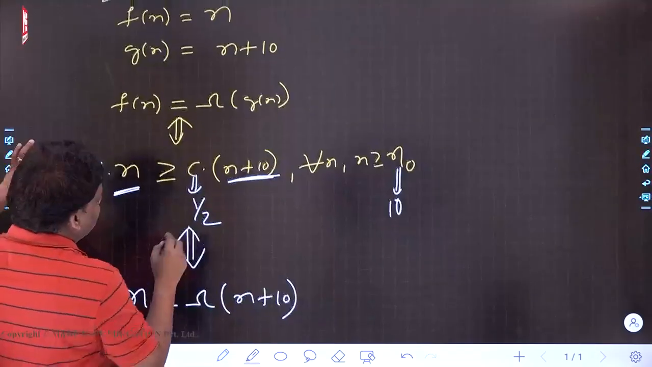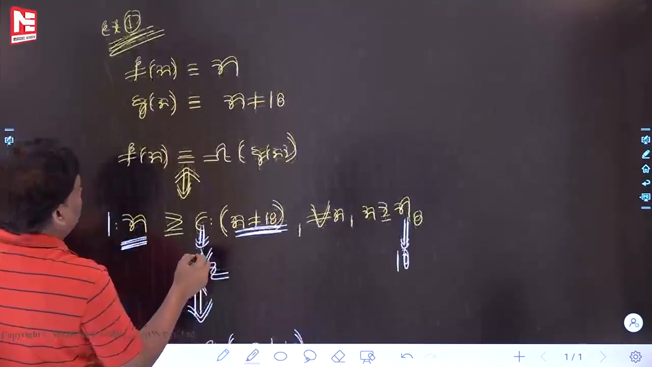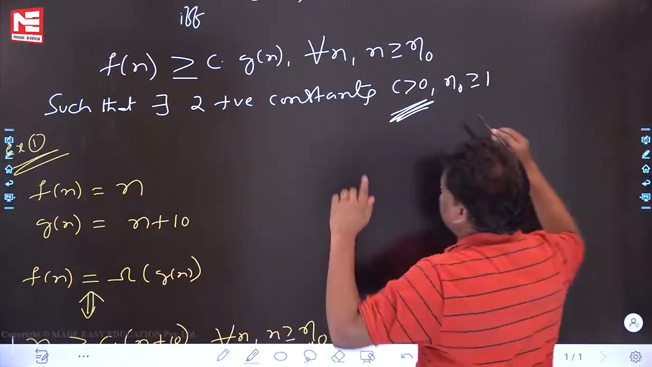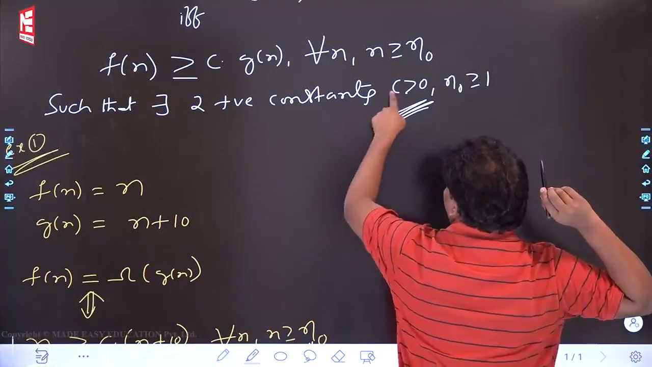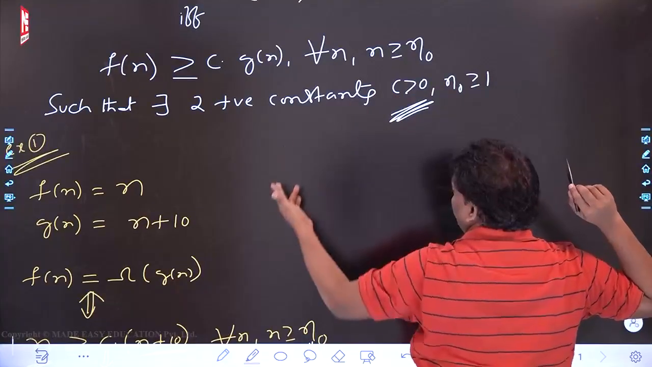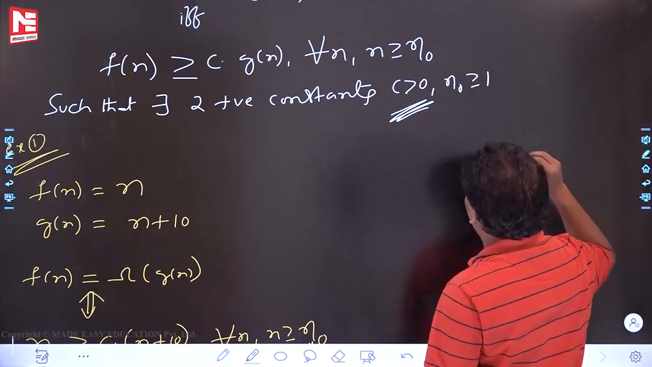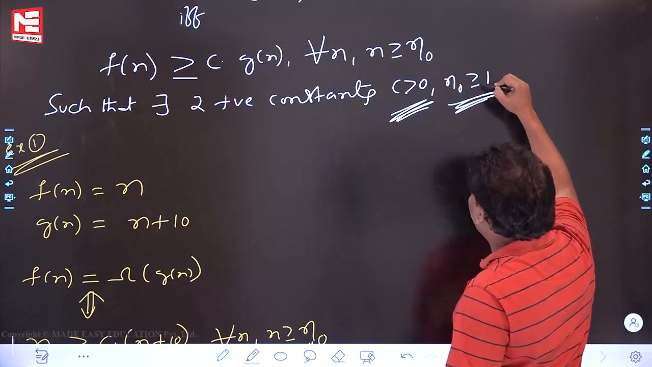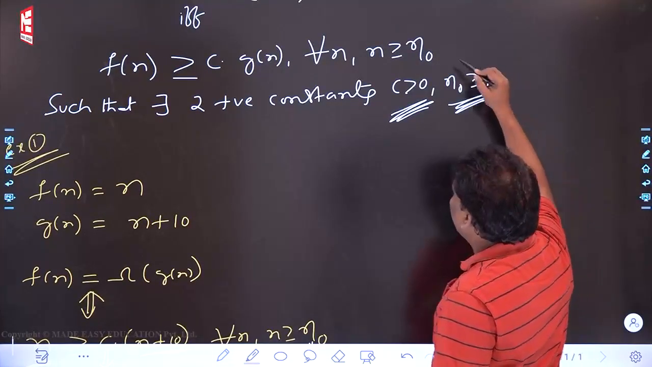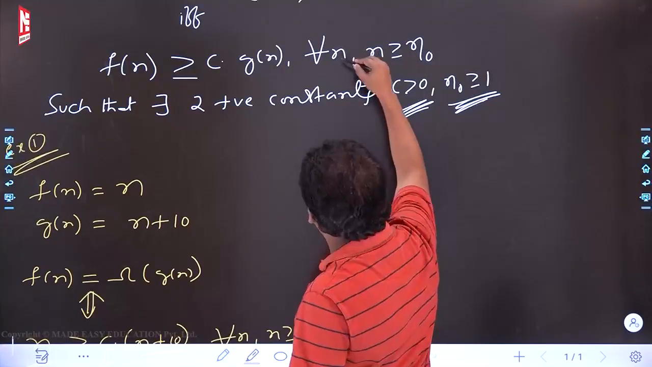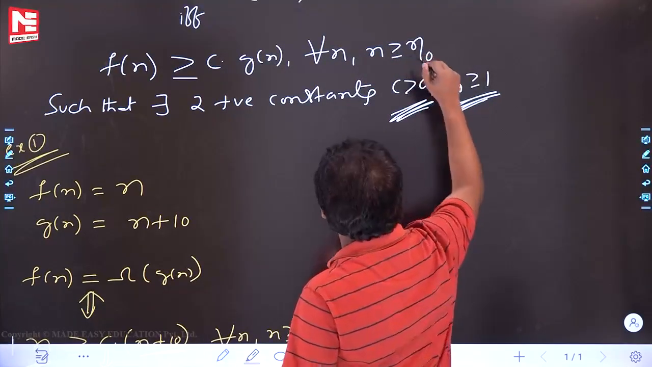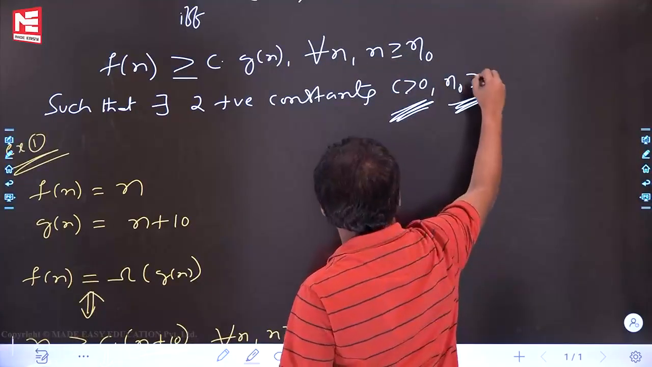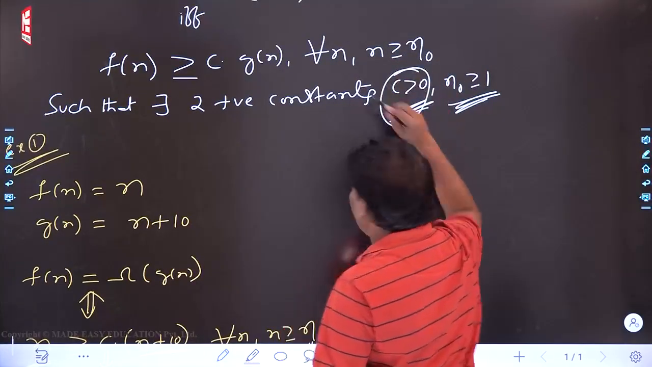Some people are asking, how can you take C as a fraction? C greater than 0. There exist two positive constants, C greater than 0. Greater than 0 means 0.5 also. Right? N0 is greater than or equal to 1. You cannot take N0 as a fraction. The reason is N is the number of inputs, for all N where N is greater than or equal to N0. N0 minimum is 1. N is the number of inputs, so N cannot be a fraction, but C can be a fraction.